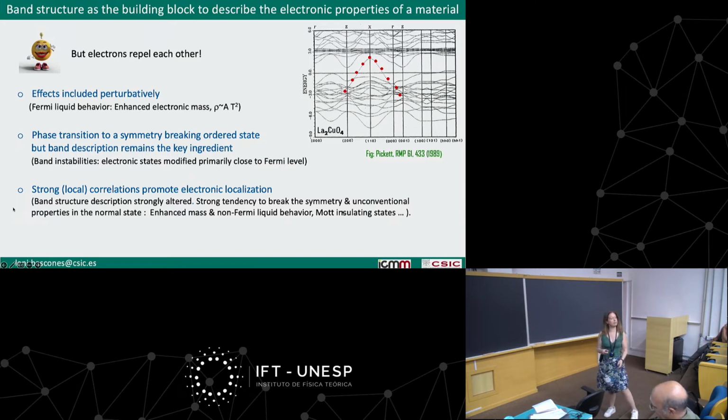Another possibility is that this effect is not perturbative, but that we really have a phase transition and some kind of electronic order. In some cases, even if this phase transition breaks the symmetry of the system, it just alters the band structure in a small range of energies close to the Fermi level, which are the first excitations that we can create. Normally in these situations we talk about band instabilities, because what is happening very much at the Fermi level of the system is what matters.